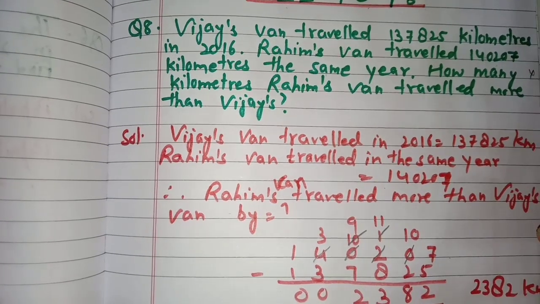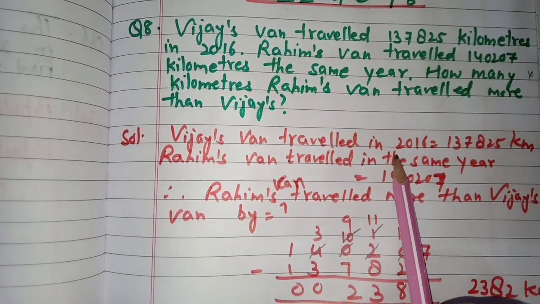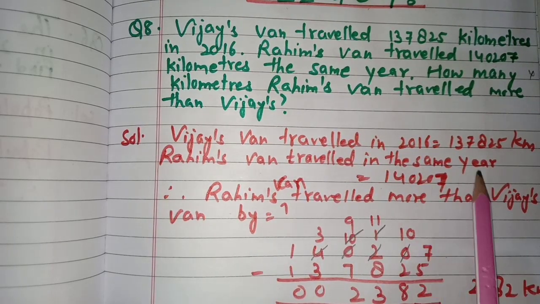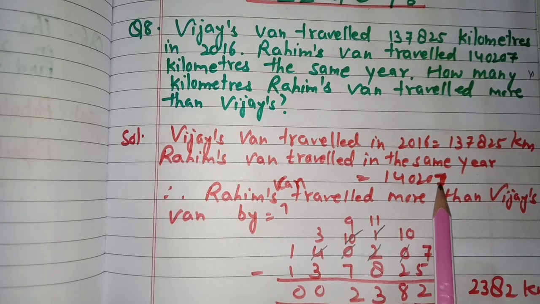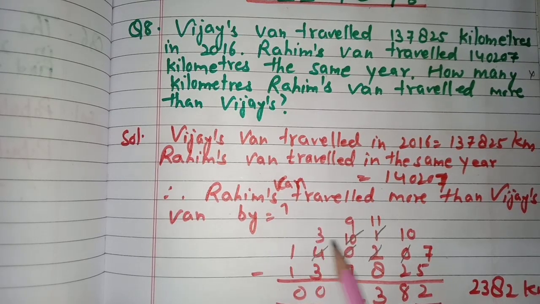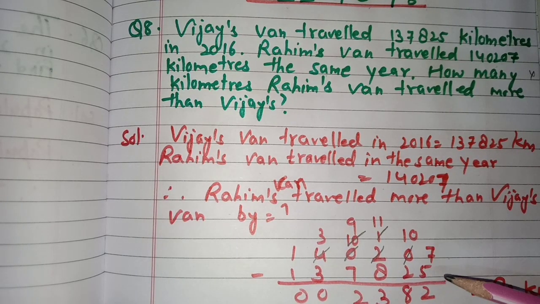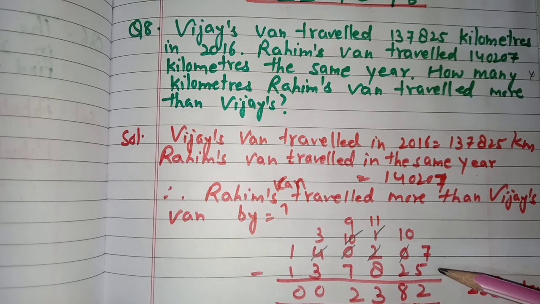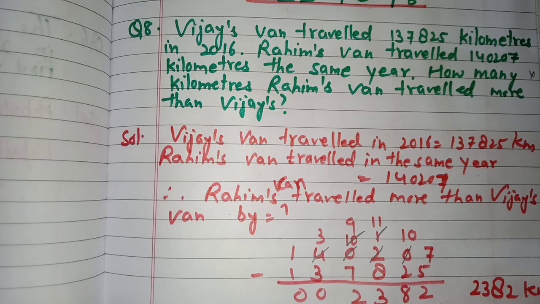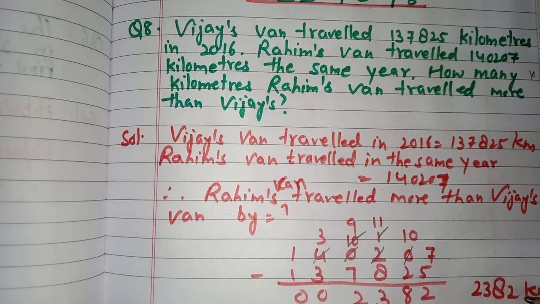So let's find it. Now Vijay's van travelled in 2016, 1,37,825. Rahim's van travelled in the same year 1,40,207. Therefore Rahim's van travelled more than Vijay's van by. Now we need to subtract. Write down the greater number on the top and the smaller number at the bottom and then subtract it. And you will get the final answer, that is 2,382 kilometers. So this is the distance that Rahim's van travelled more as compared to Vijay's van.